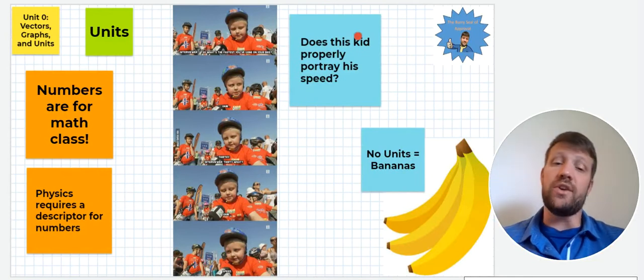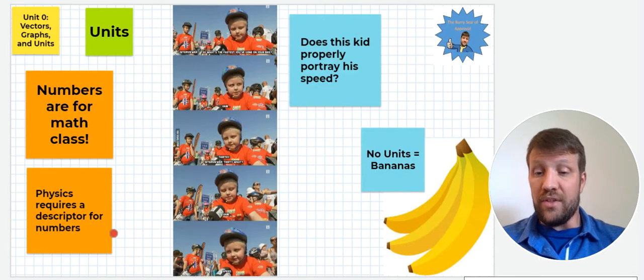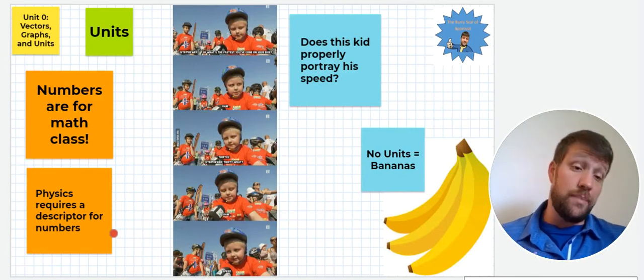All right, next thing we got to talk about is units. Units are vital when we talk about physics. Numbers are for math classes. Physics requires a descriptor for numbers.